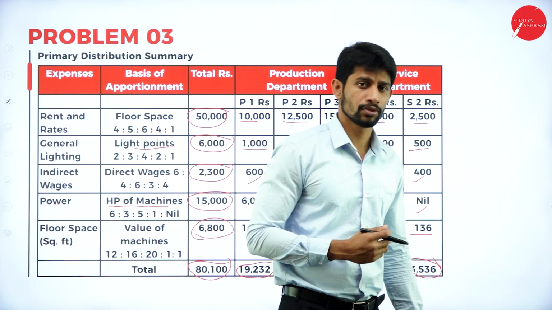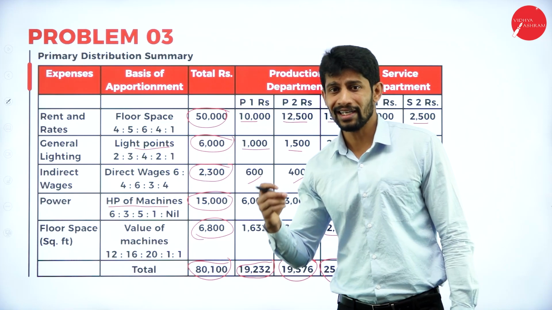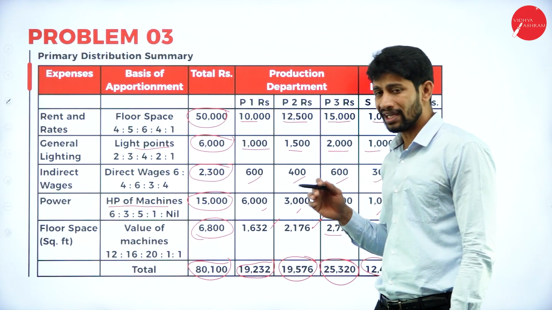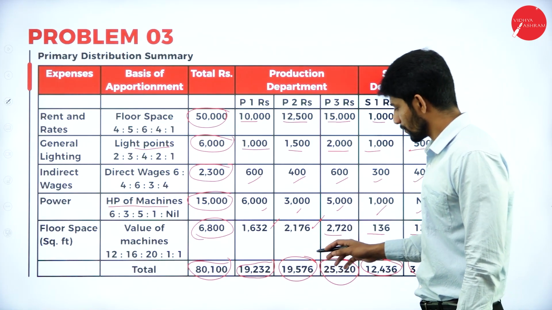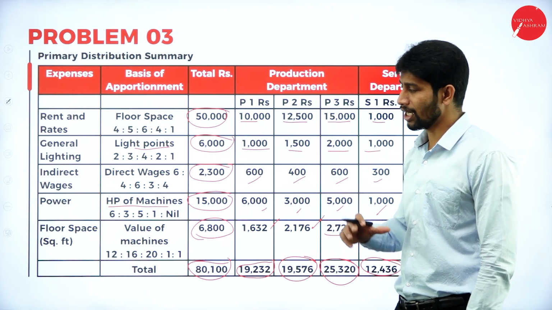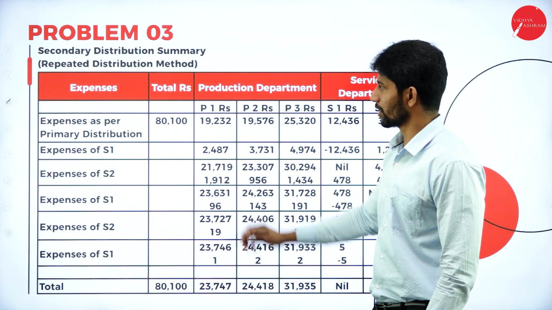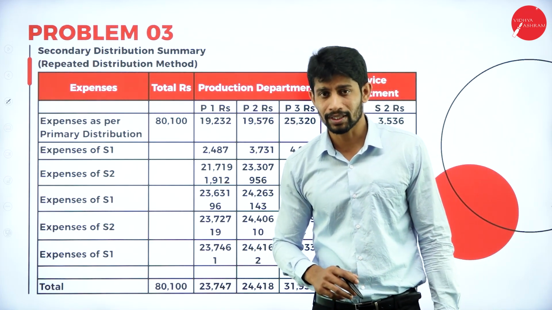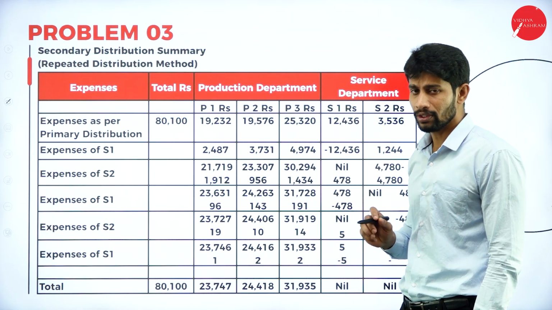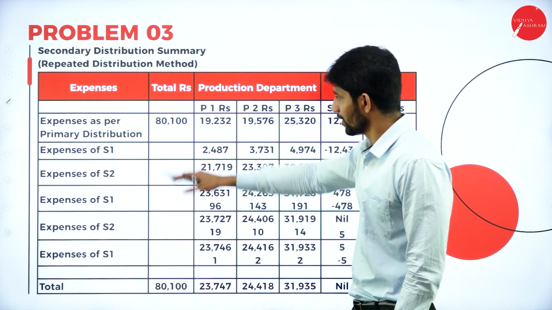So now what are we supposed to do? Now we are supposed to distribute on the secondary distribution basis. So how to distribute? We distribute these expenses with respect to all other departments. I will explain how to solve it. This is the secondary distribution summary, that is the repeated distribution method, because until you get 0 in service department 1 and service department 2, you are supposed to redistribute. So what is the format? The format is very simple.